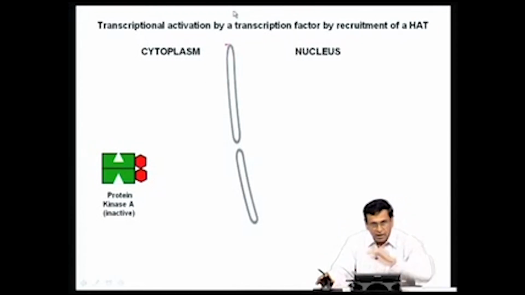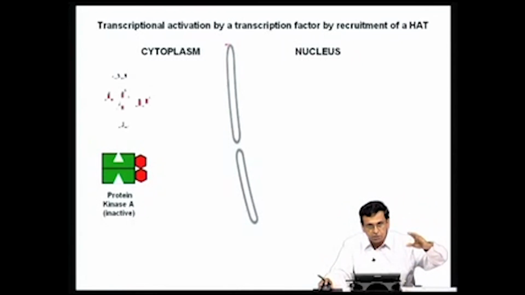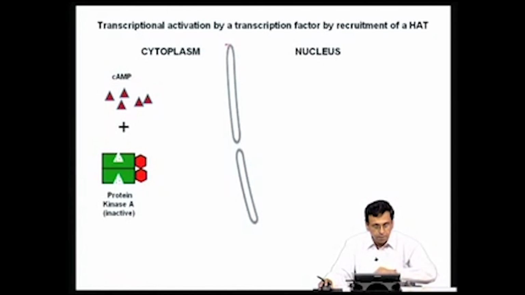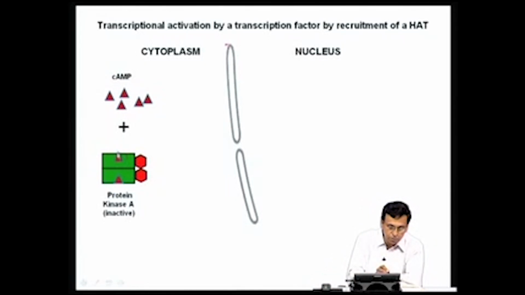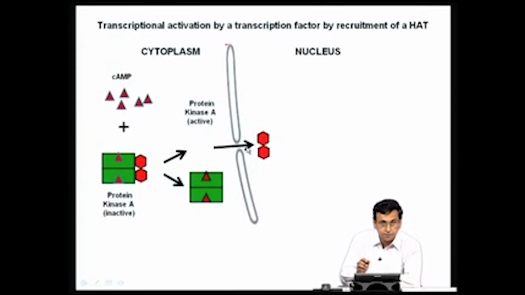Now, when a growth factor binds to a cell surface receptor and activates adenylate cyclase, and cyclic AMP is made inside the cells, this cyclic AMP comes and binds to the regulatory subunit of protein kinase A. Once the cyclic AMP binds to the regulatory subunit, it causes the dissociation of the regulatory subunit from the catalytic subunit. Once the catalytic subunit is dissociated, it becomes catalytically active. Now, this protein kinase A translocates from the cytoplasm to the nucleus.